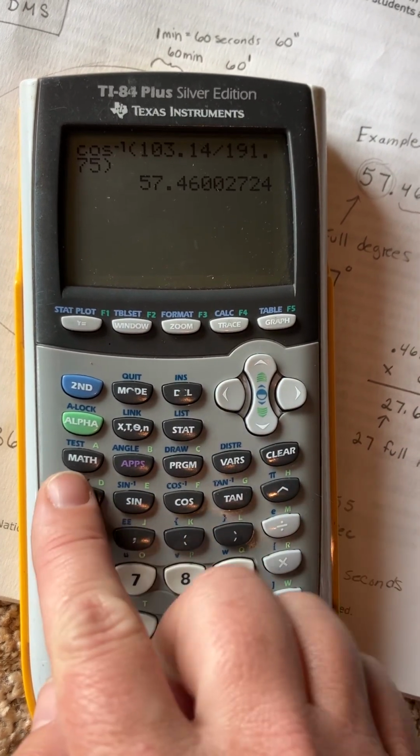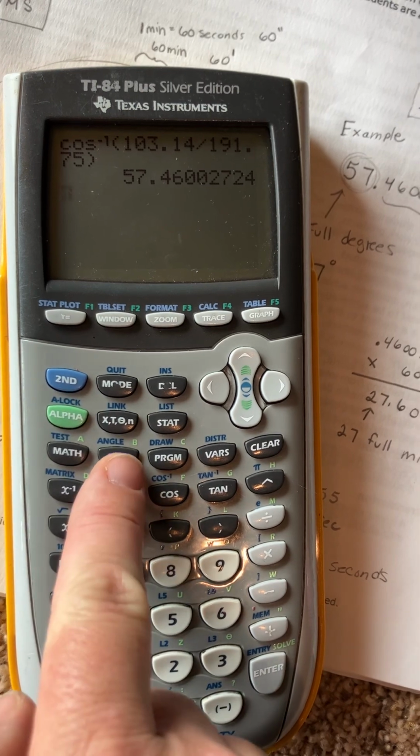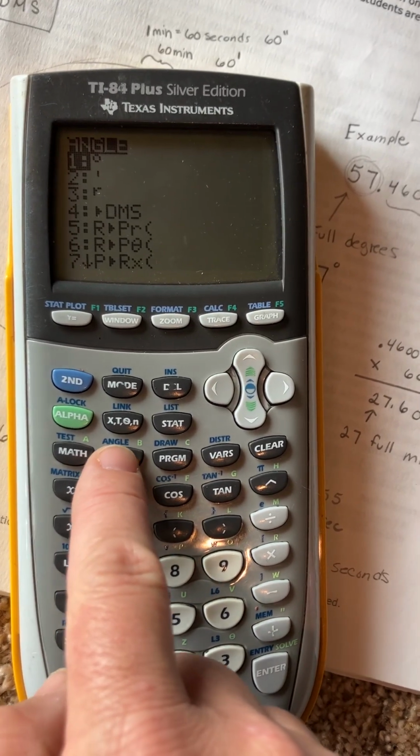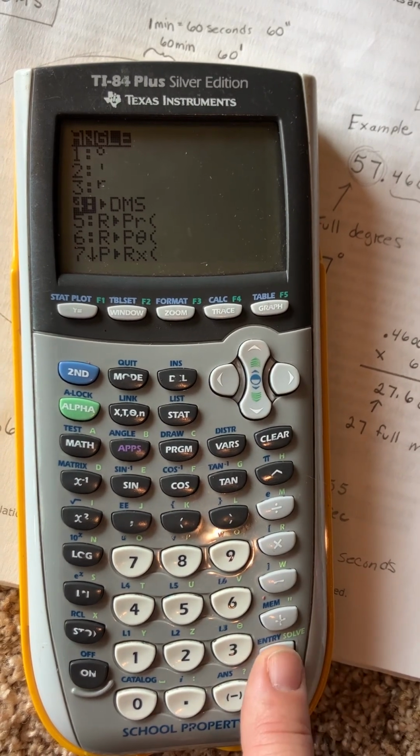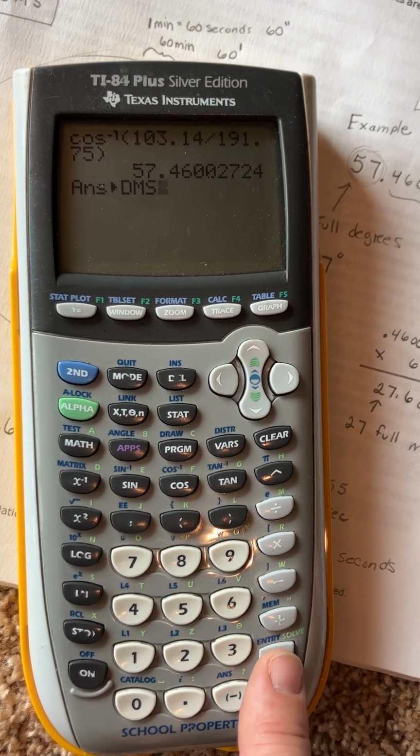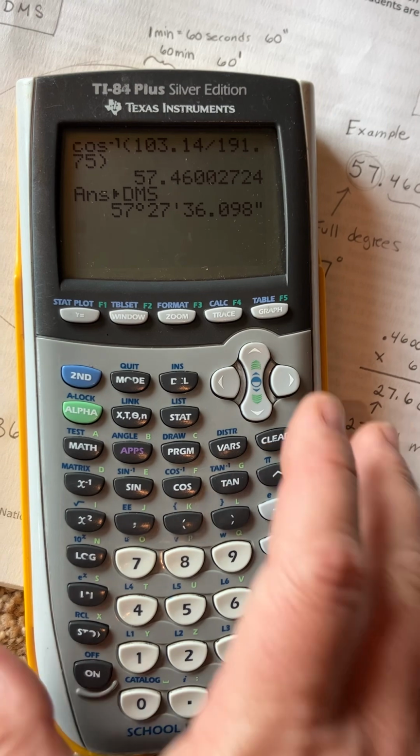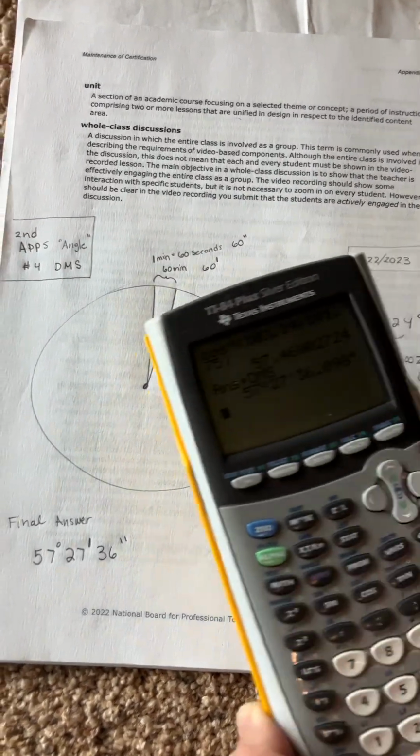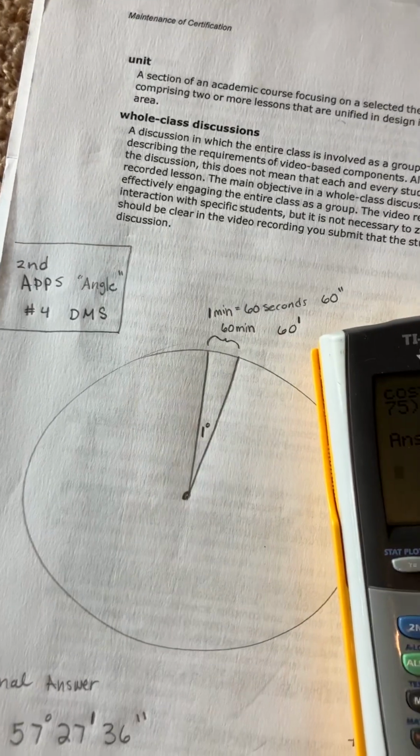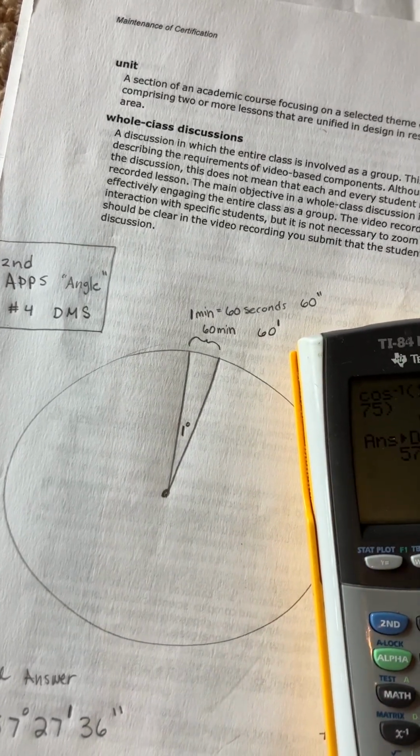Now I'm going to push second apps. Do you see the word angle above that? I go down to DMS for degrees, minutes, seconds. It'll take that previous answer and put it into degrees, minutes, seconds, just like we had. So that's second apps, angle, and then go down to number 4.